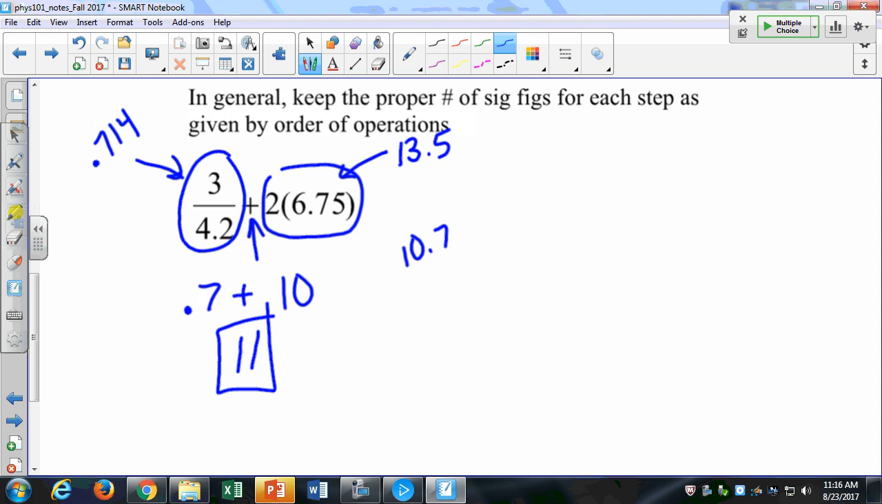And I would give you a set number of answers, or I'd give you a range of answers, and you would have to choose one that had the proper number of significant figures. I think I have an example on the next page. I do.